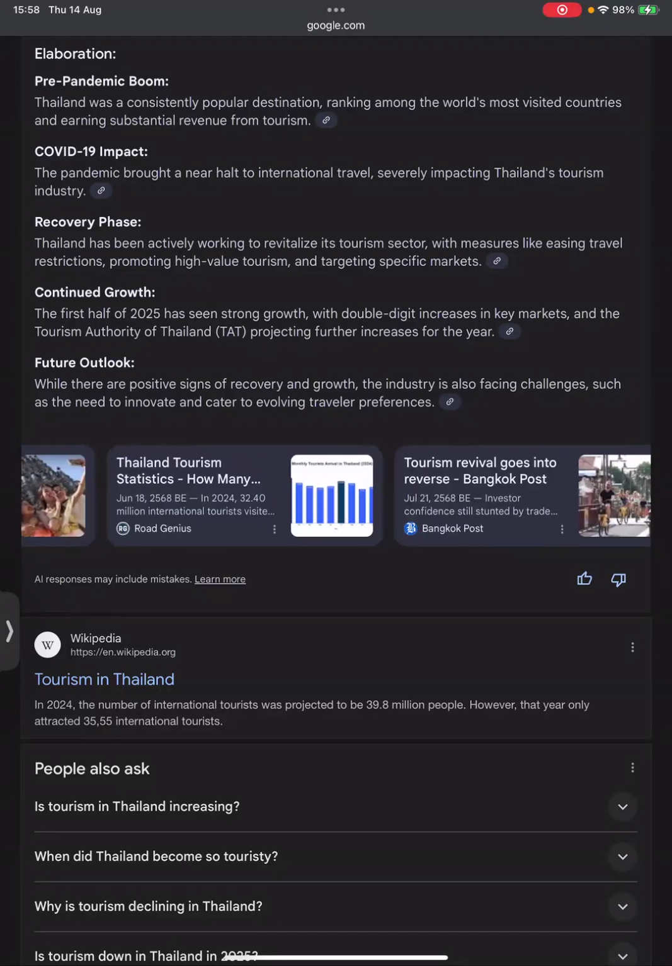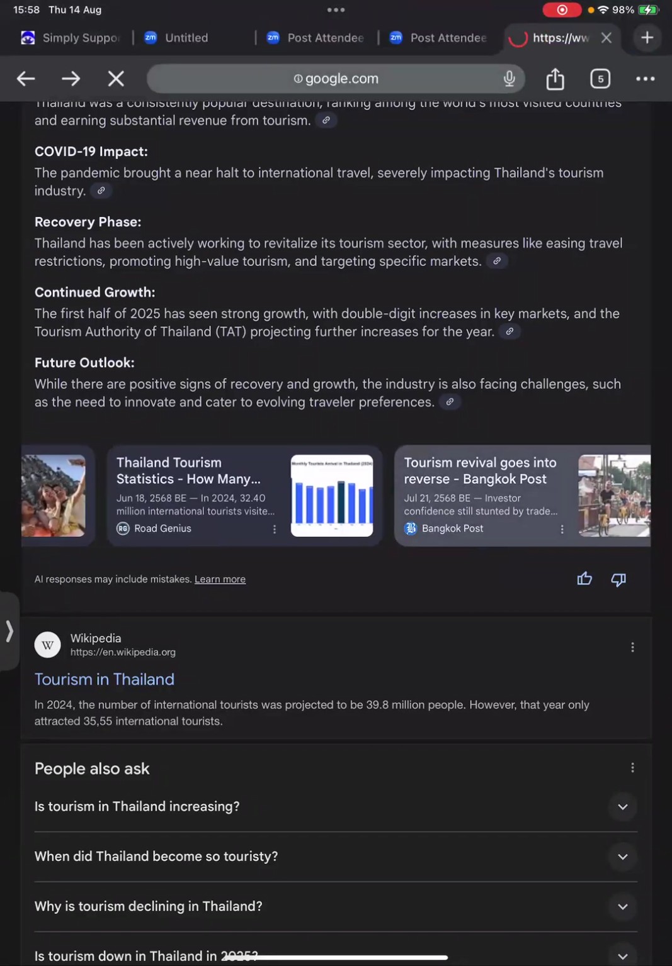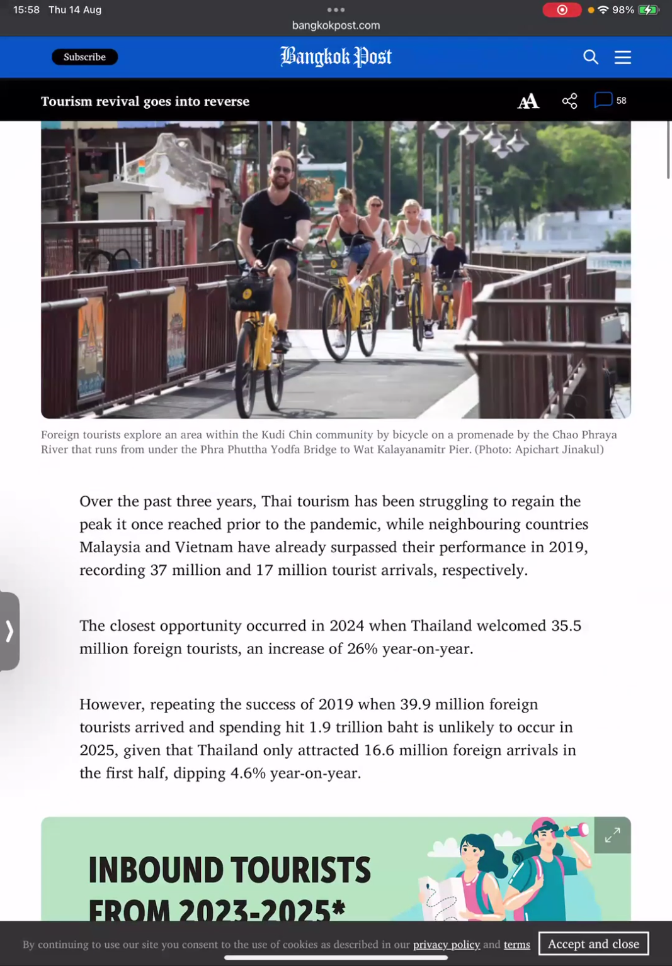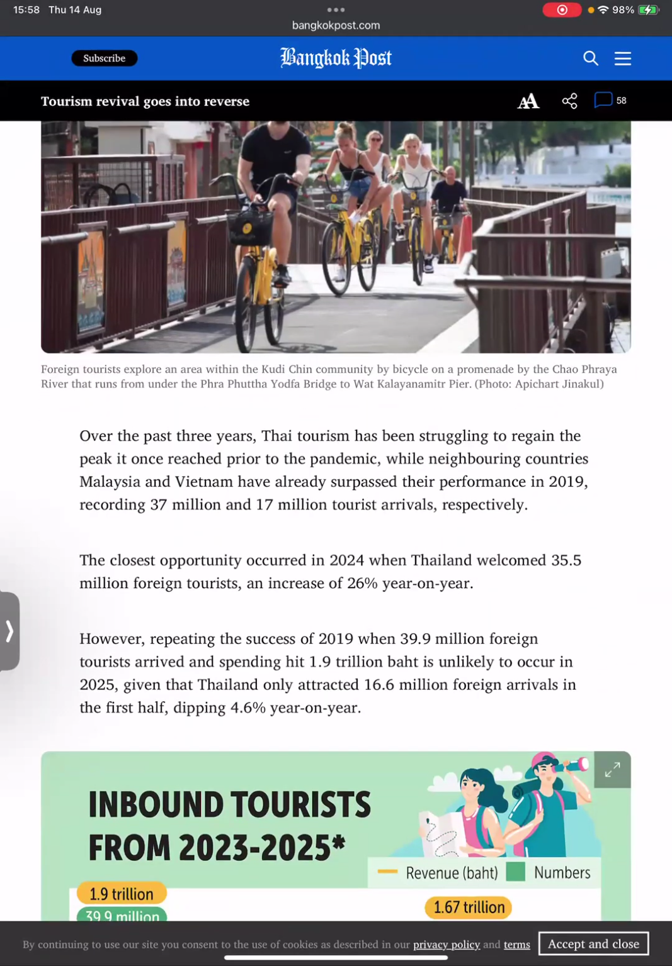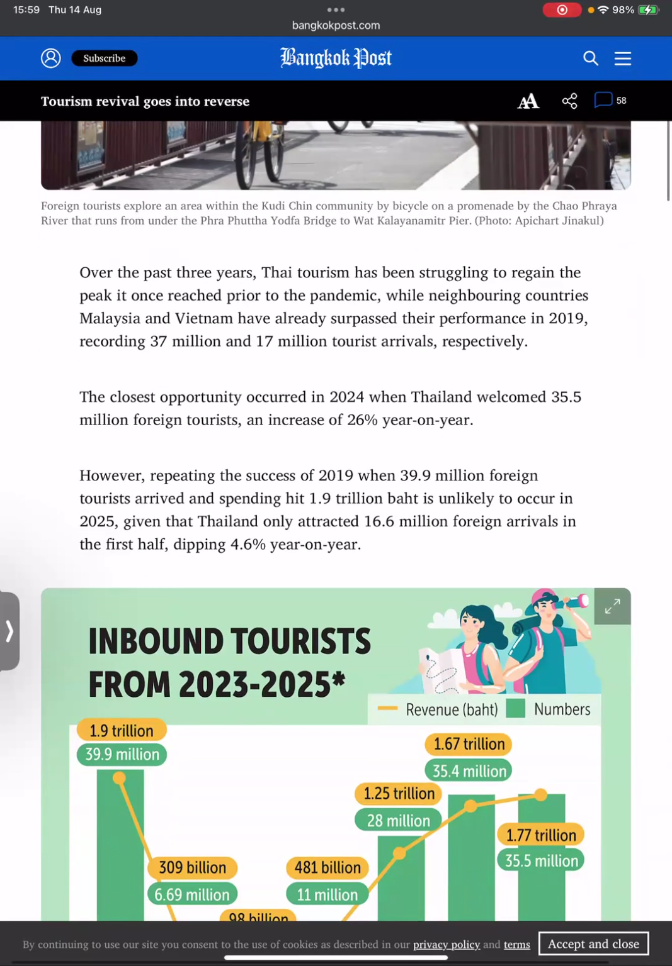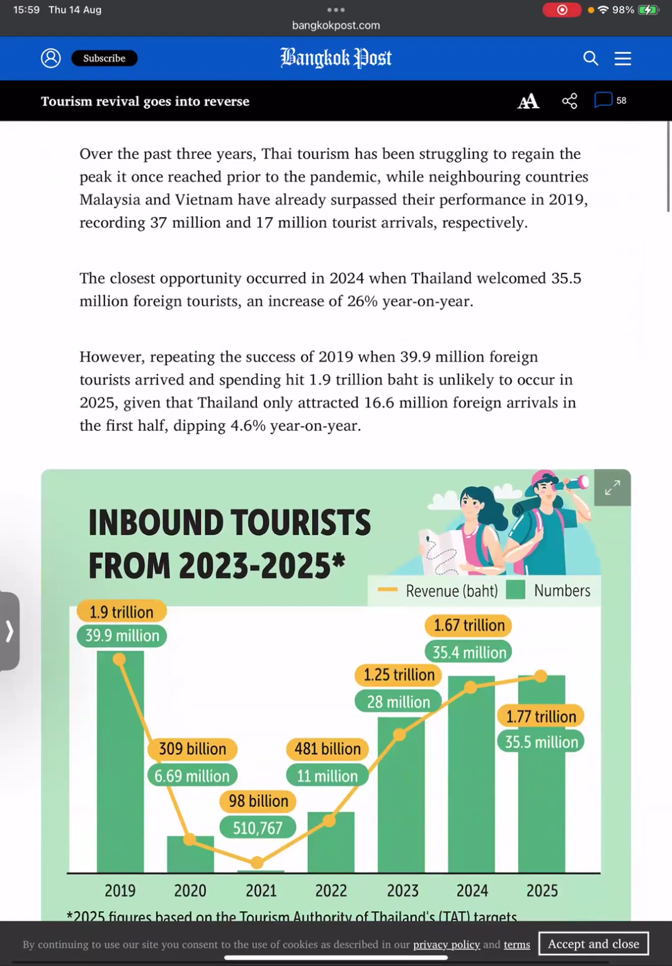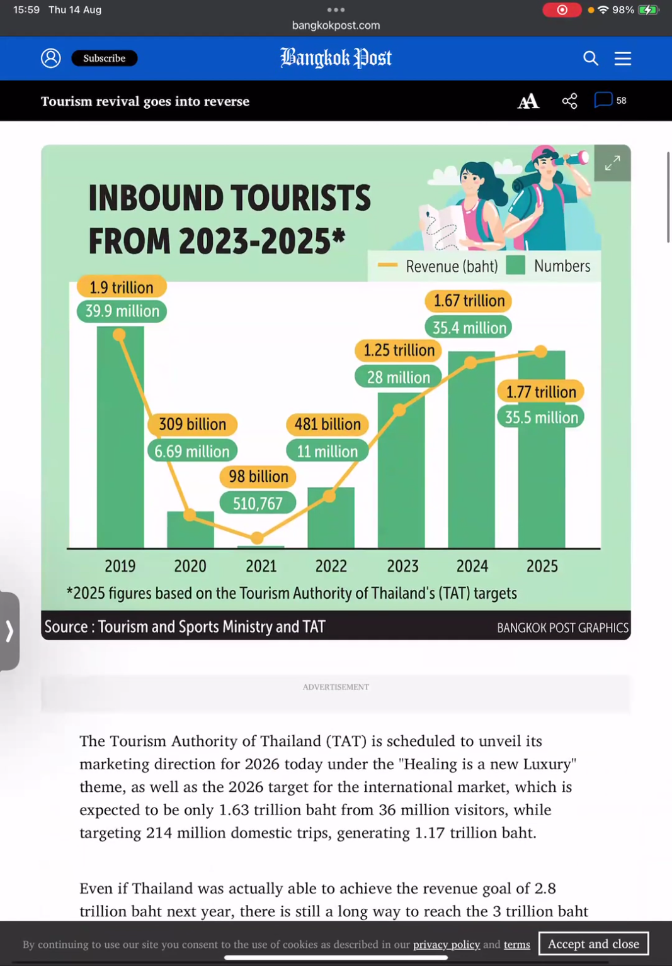Bangkok Post. That's not bad. Over the past 3 years, Thai tourism has been struggling to regain the peak it reached prior to the pandemic, whilst neighboring countries, Malaysia and Vietnam, have already surpassed their performance in 2019, recording 37 million and 17 million tourist arrivals, respectively. Thailand welcomed 35.5 million foreign tourists, an increase of 26 percent year on year. Okay. Oh, this is good.